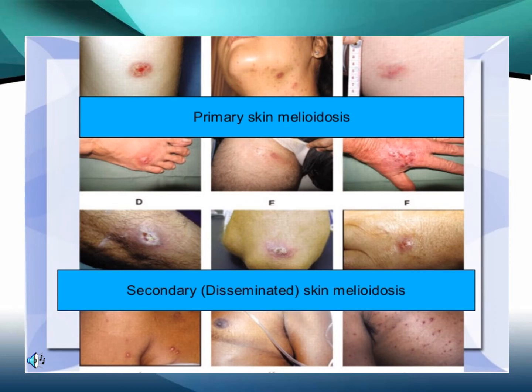This is the image of the lesions or ulcers caused by the bacterium Burkholderia pseudomallei. As you can see, there are primary skin melioidosis and secondary skin melioidosis. You can also notice that the lesions or ulcers can occur in any part of the body.